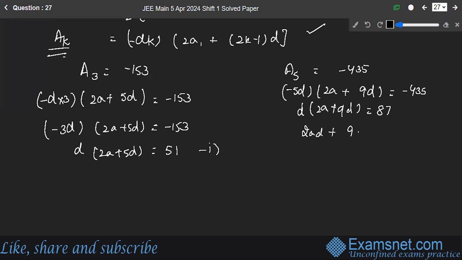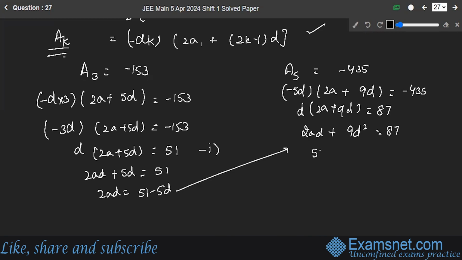2AD plus 9D square is equal to 87. 2AD plus 5D is equal to 51. From here, you have 2AD is equal to 51 minus 5D. Let's fill in this equation. So 51 minus 5D square it was, right? So minus this plus this is equal to 87. You have 4D square is equal to 36. This gives me D is equal to plus minus 3.